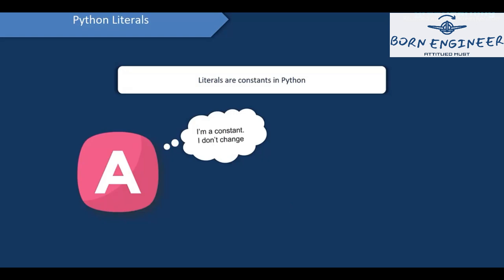Now we'll go ahead to Python literals. Python literals are extremely easy. They are nothing but constants in Python, constants which do not change. Basically you have numeric literals, string literals, boolean literals, and so on. Whatever values are stored in the variables, those values are nothing but literals.